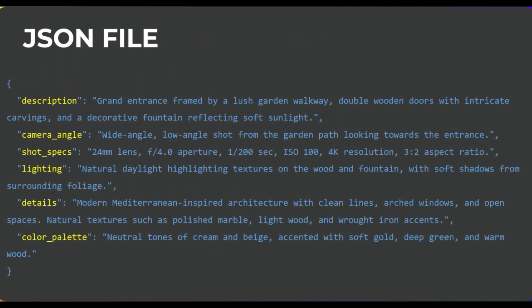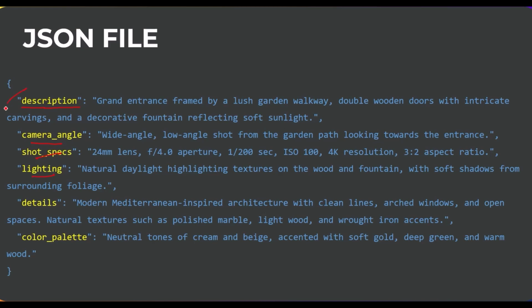Inside of that JSON file, we have the prompt. Now, to get the prompt, it was fairly straightforward. I went to ChatGPT and basically told it what the campaign was. This is a campaign for a resort, and I needed a range of images as a kind of walkthrough of the resort. I asked it to return all of the descriptions, all of the prompts, in this format: the description, the camera angle, the shot specs, the lighting.